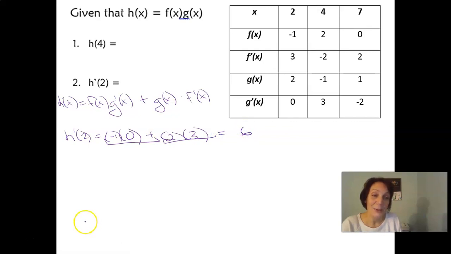Again, you can bet anything that on the AP, if this is multiple choice, the answer you get when you just do f prime of 2 times g prime of 2 is going to be there, right? 0 will be an answer, because if you just take f prime of 2 and g prime of 2 and multiply them, that's what you get. They're going to give you that as an answer because they know it's a mistake people make.